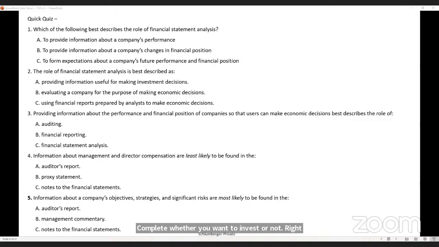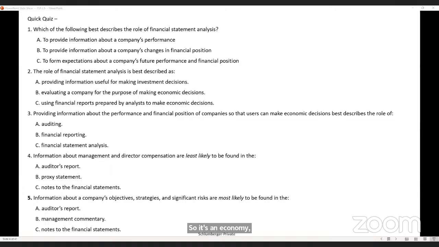So the number 2 is saying the role of financial statement analysis is best described as, just like I said, you want to make an informed decision. You are investing, so it is an economic decision, right?